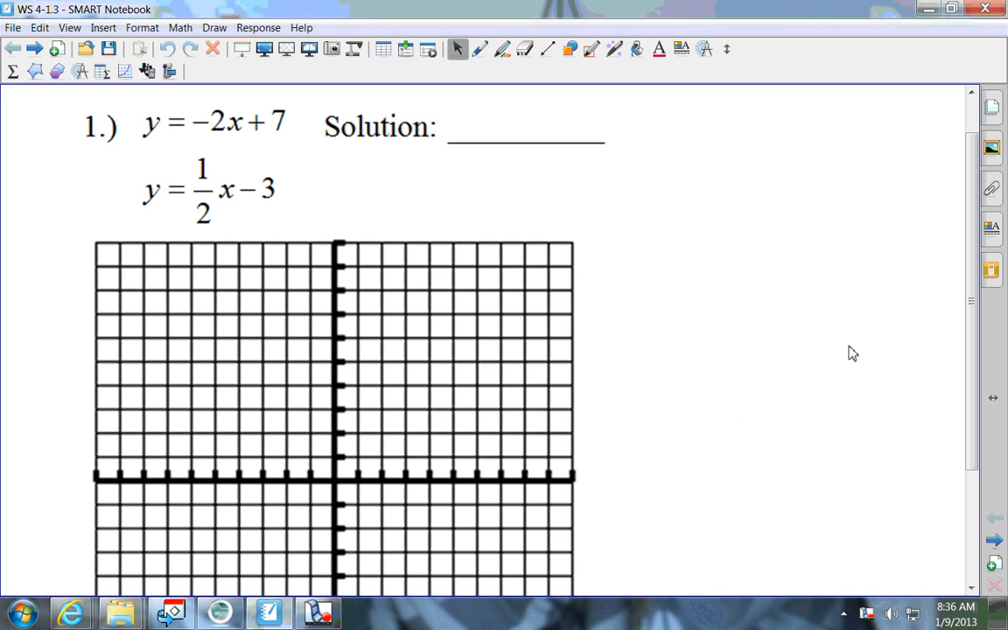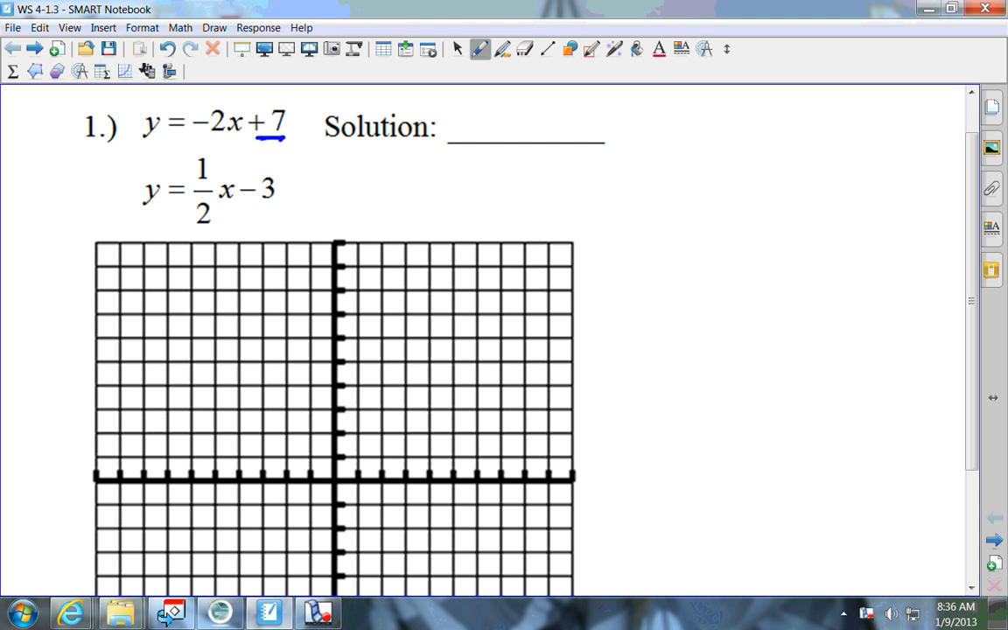This goes along with worksheet 4-1.3. This is solving systems of equations by graphing. What we're going to do, when we're solving systems, you're looking for where the two lines intersect. So the first thing I'm going to do is look at the first equation right here.